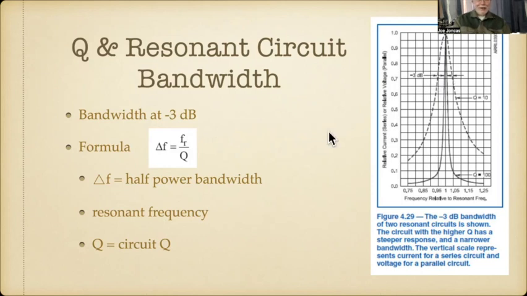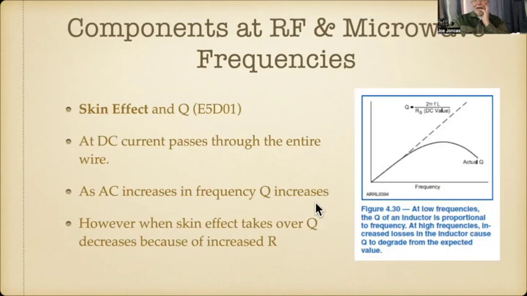Yeah, good, okay. And the formula is delta F, and delta means the change in frequency, is the resonant frequency divided by Q. And delta F in this formula here is the half power bandwidth. F is the resonant frequency, and Q is the circuit Q. And that's all we need to know about that.